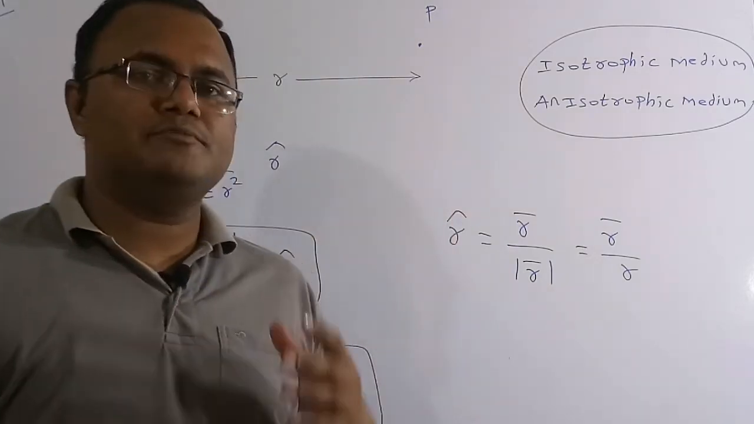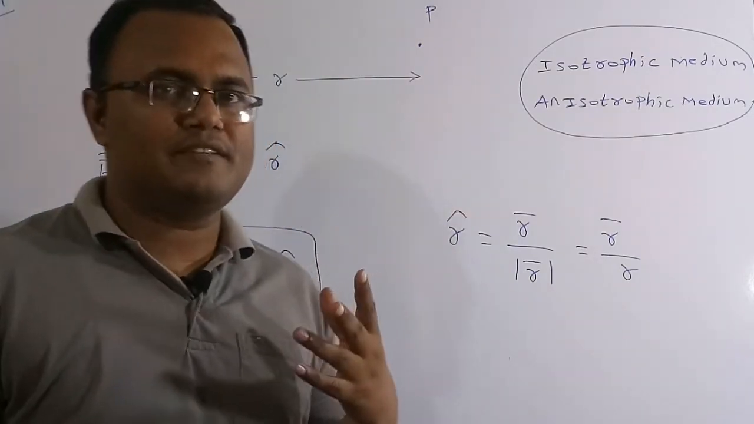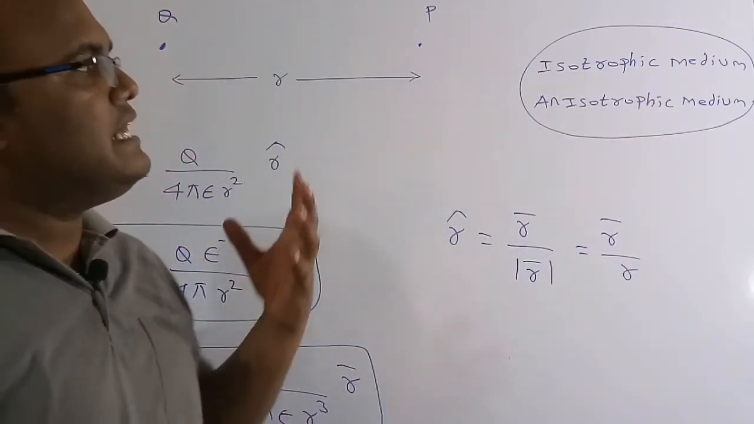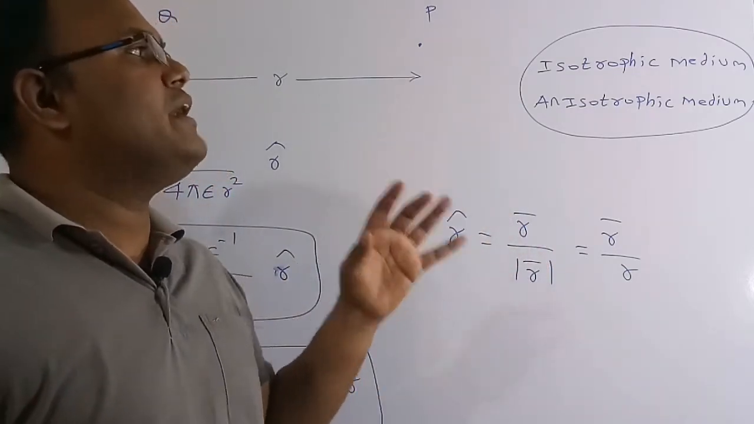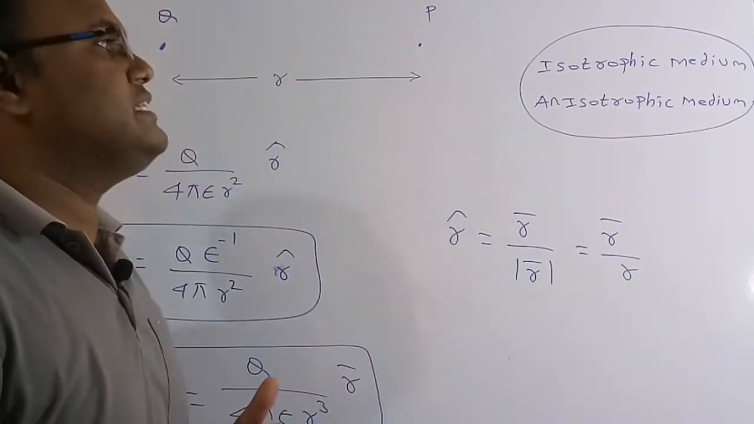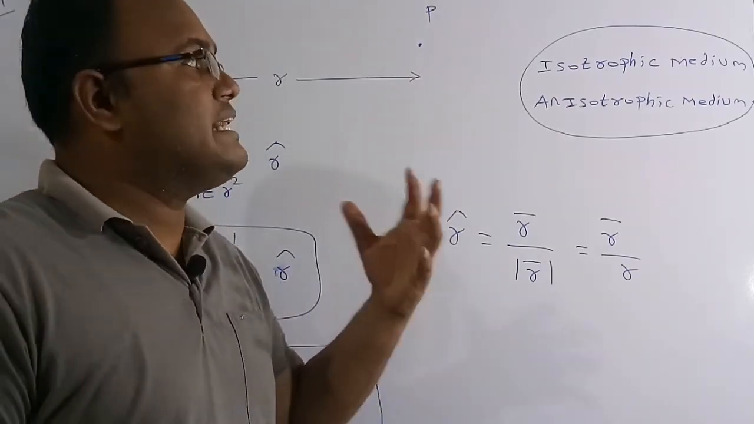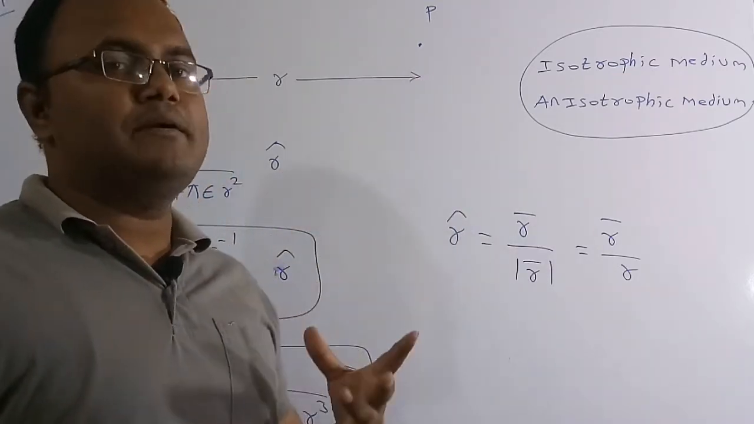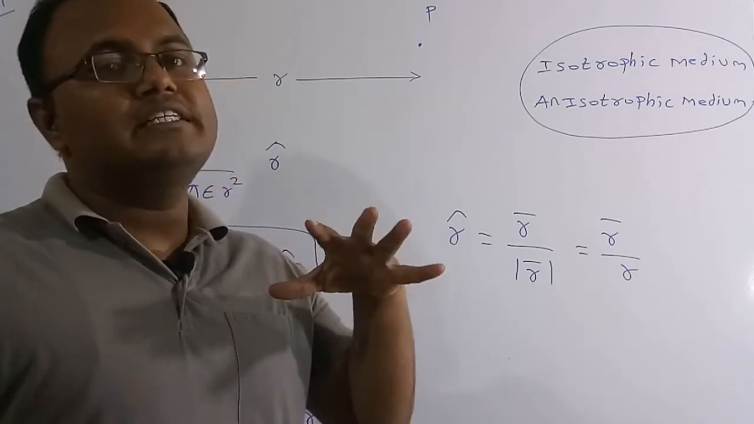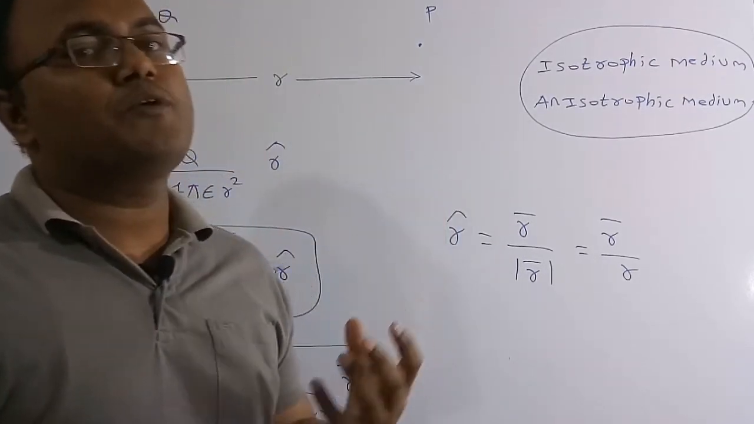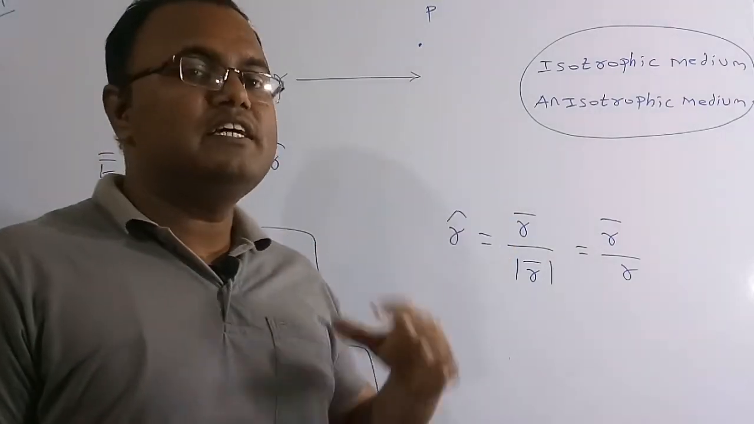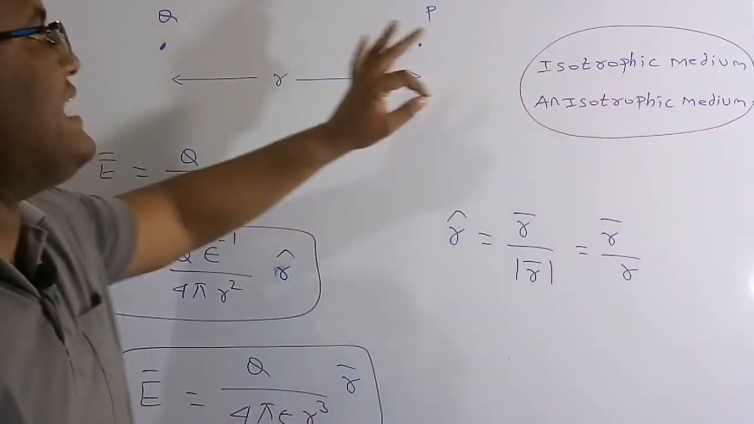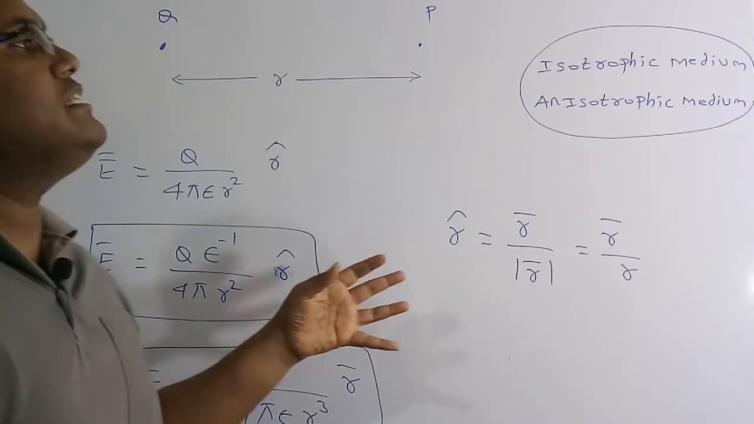Before I solve this numerical, let me tell you a small concept. There are two types of mediums: the isotropic medium and the anisotropic medium. Isotropic medium means the permittivity of the medium at each and every point in space is constant, or we can say the material properties are the same at every point in space. Otherwise, if the relative permittivity is not constant at each point in space, or the material properties change from point to point, we call it the anisotropic medium. But in the question only an isotropic medium is given, meaning at every point in space the relative permittivity is a constant value.